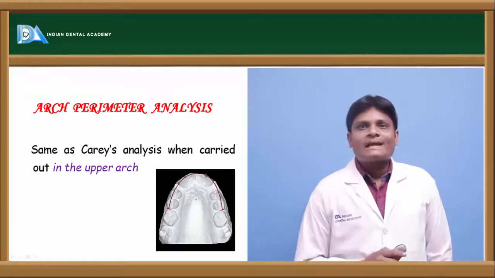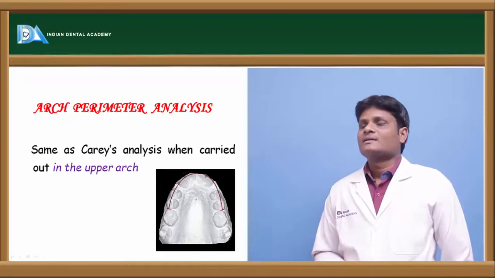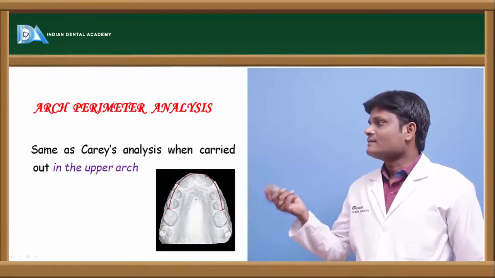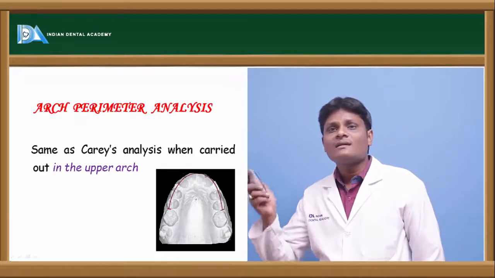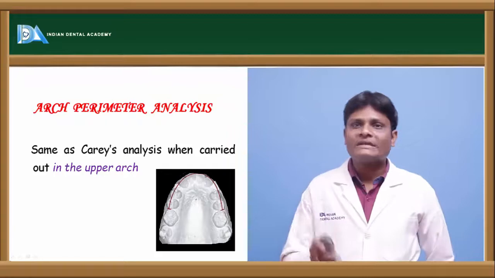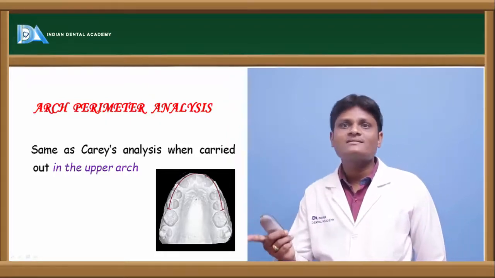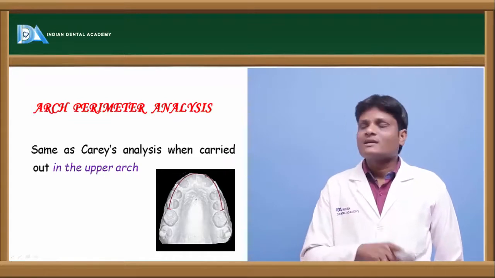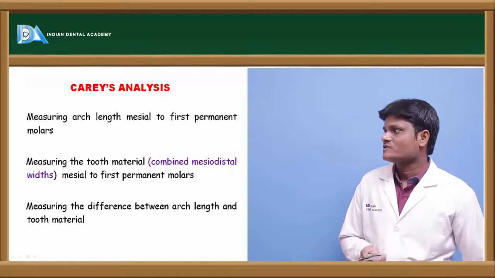The next important analysis is arch perimeter analysis. This is nothing but Carey's analysis. Carey's analysis is done in the mandibular arch, whereas arch perimeter analysis is done in the maxillary arch. The terminologies are different, but the basic method is the same. So in the maxillary arch it is called arch perimeter analysis, whereas in the mandibular arch it is called Carey's analysis. Now let us look into the procedure.